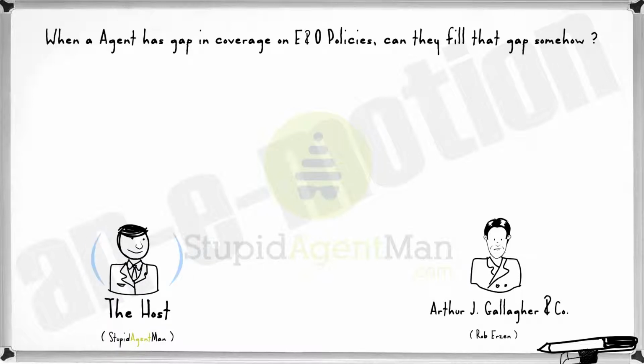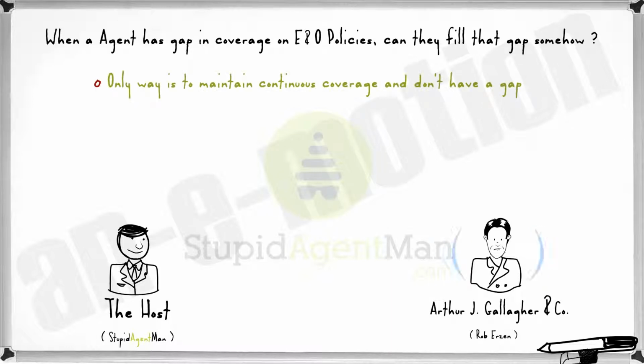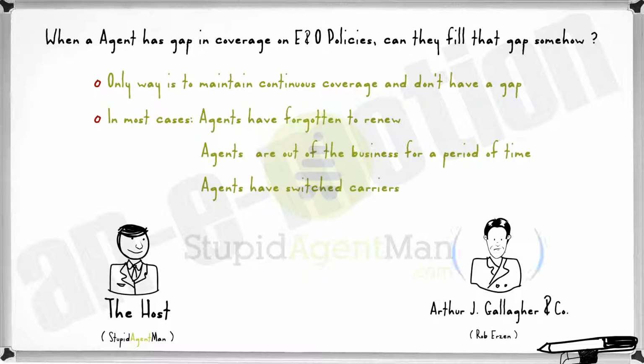Coverage they can fill that gap somehow so they have continuous coverage? That's a real tough problem, Jeb, and I'll tell you the best answer to that is to make sure that you maintain continuous coverage and don't have a gap, because what carriers are afraid of is that you go for a period of time, you're buying insurance, you stop buying insurance for a period of time for whatever reason, and most of the time it's just the agent has forgotten to renew, or maybe they left the business for a period of time and are coming back.